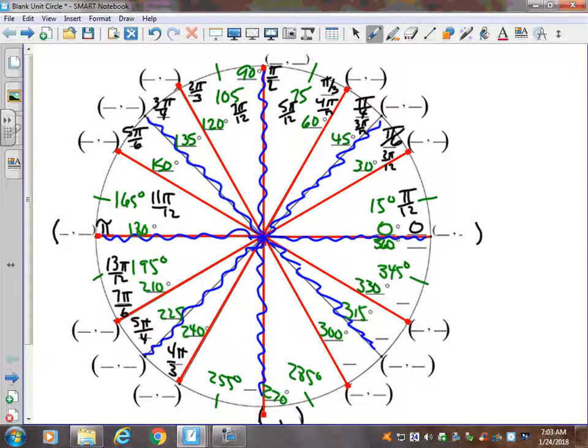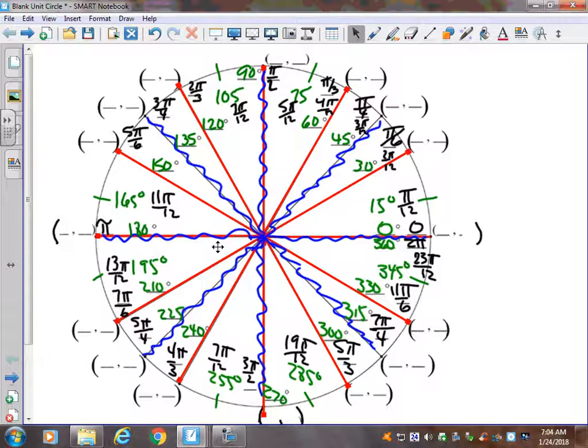and let's see, 12, 13, 14, 15, 16, 17 pi over 12, 18 pi over 12 is 3 pi over 2, 19 pi over 12, 5 pi over 3, 7 pi over 4, and this is 11 pi over 6, and this one is 23 pi over 12, and this one is 2 pi because 24 over 12 reduces to 2.